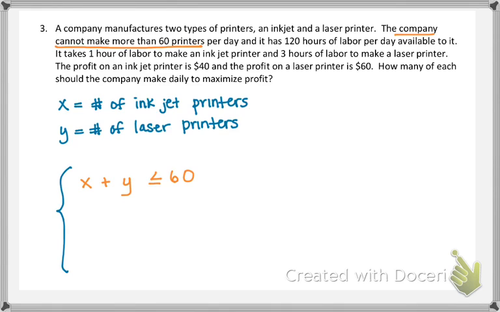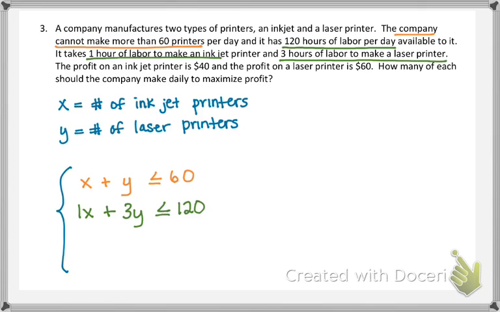Okay, and then another constraint would be the amount of time that we have. It says there is 120 hours of labor per day available to us, and it takes 1 hour to make an inkjet and 3 hours to make a laser printer. So a constraint regarding time would be 1x plus 3 hours for one laser times however many laser printers we make has to be less than or equal to 120, because that's all the time that we've got.